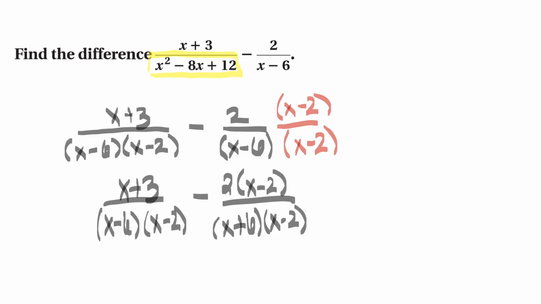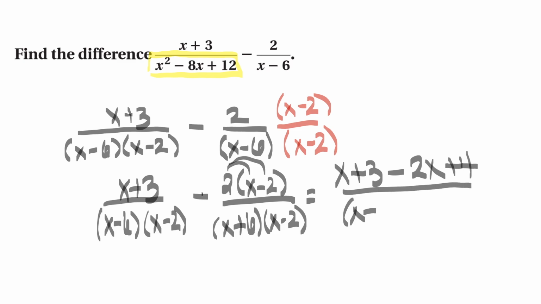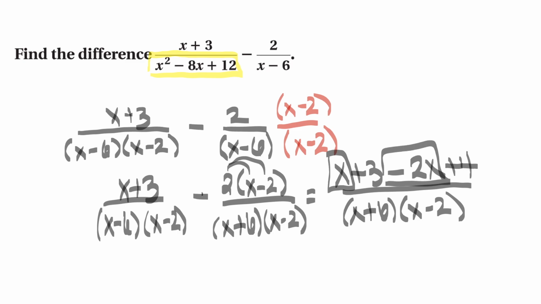Now, in order to add these, I'm going to need to distribute here. So this is going to become x plus 3 minus 2x plus 4. I'm distributing the negative along with the 2, over x plus 6 times x minus 2. Now I need to combine my like terms. So I have an x minus 2x, which would give me negative x. And then a 3 plus 4 would give me 7. So I have negative x plus 7.